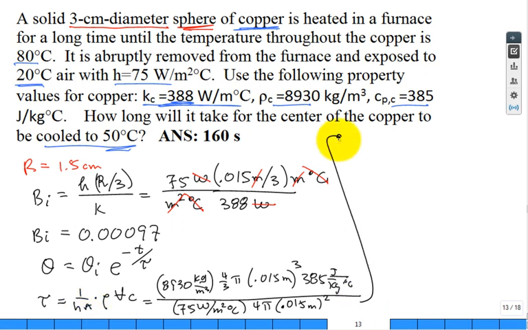Okay. So we find that our time constant comes in around 229.2 seconds. Tau, maybe I should put tau. Tau is equal to.